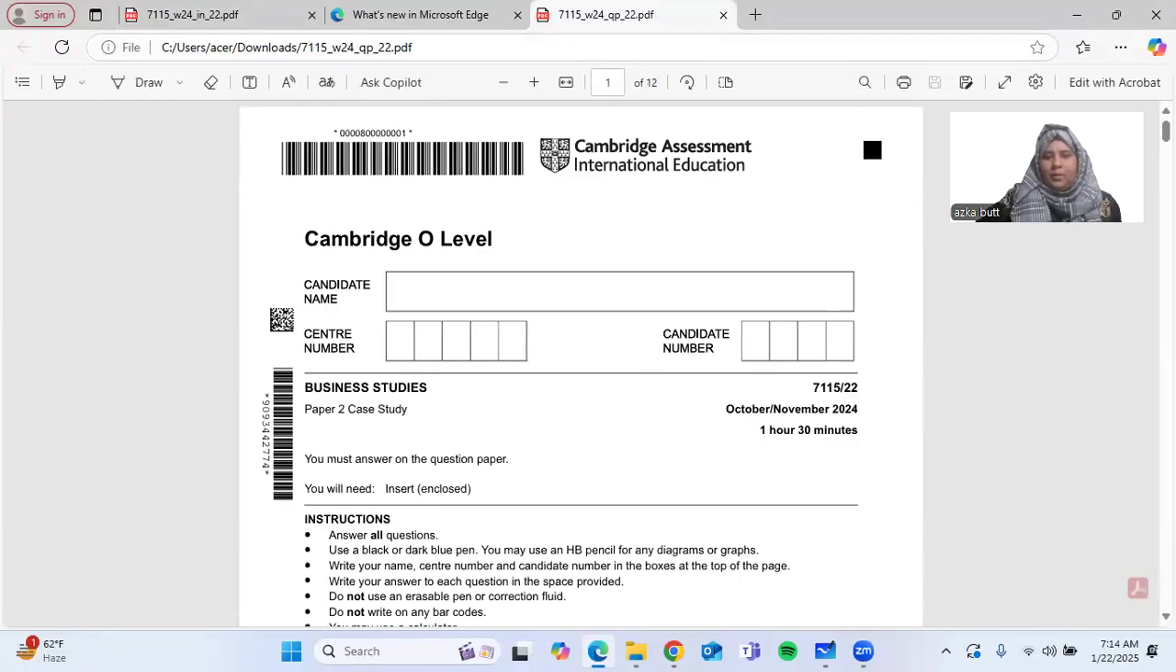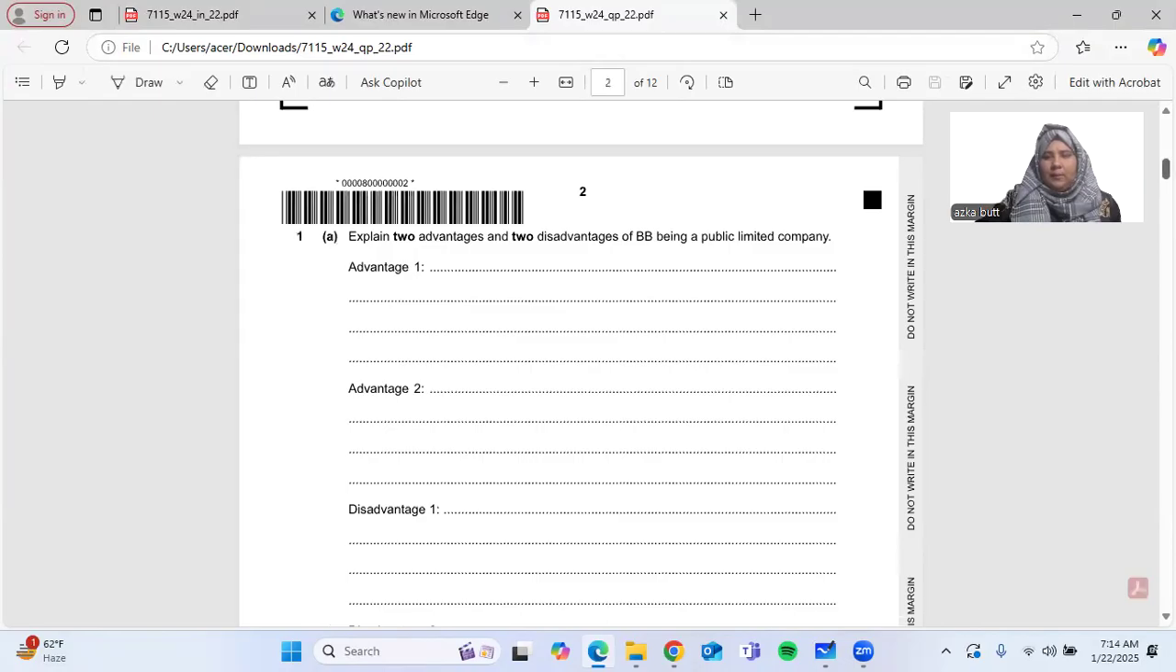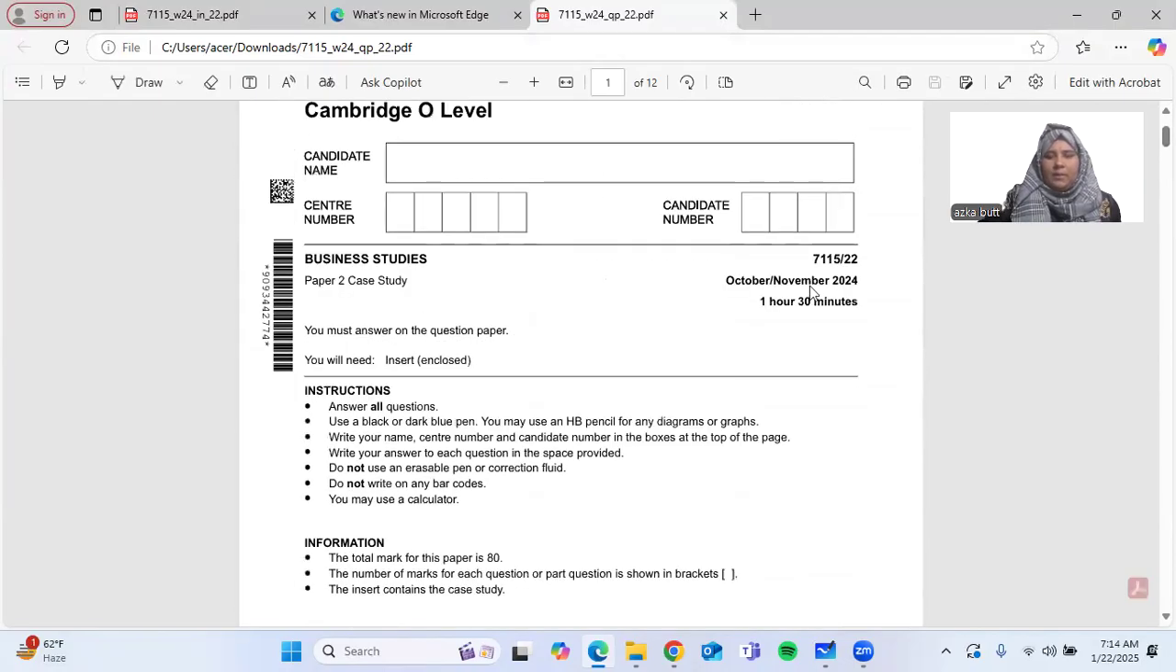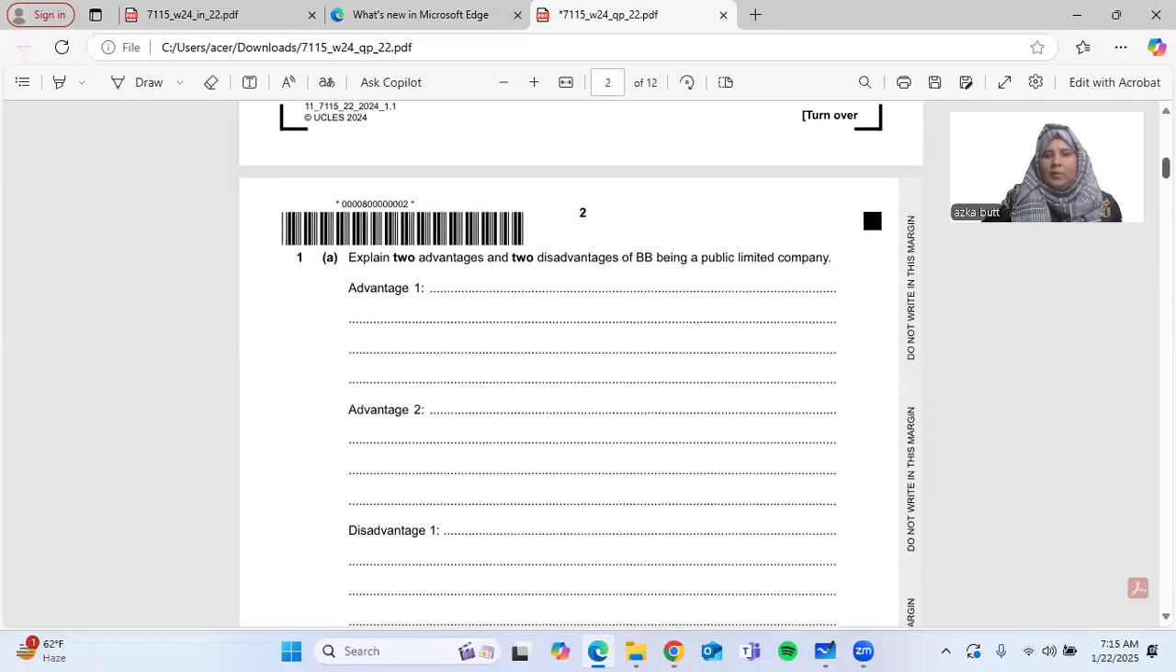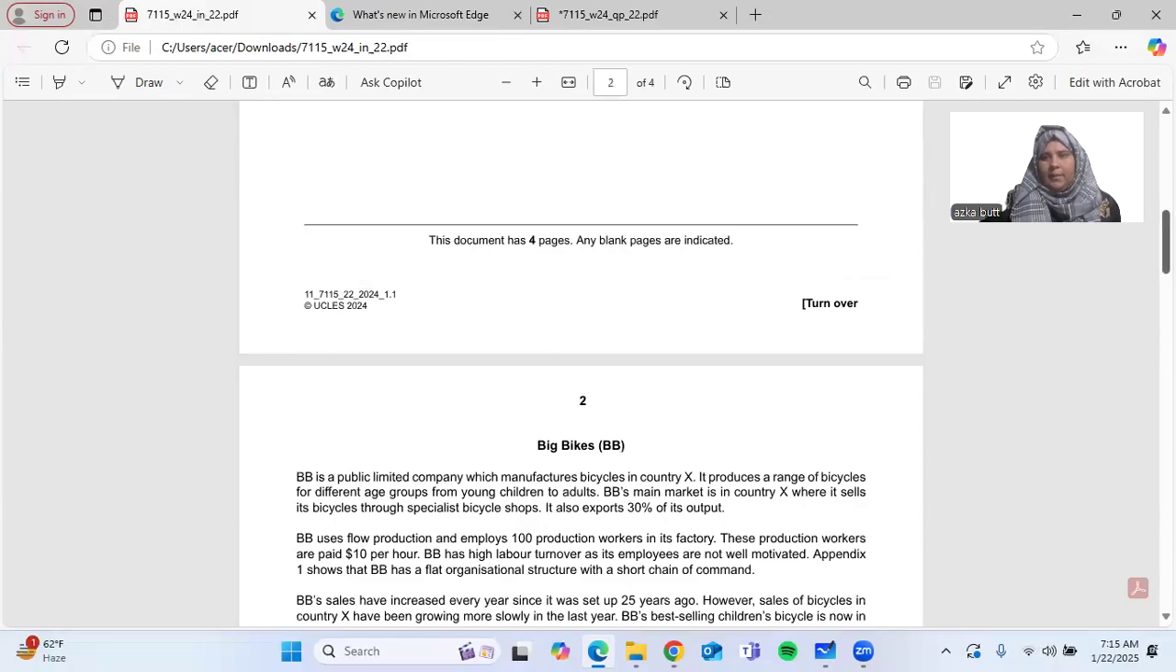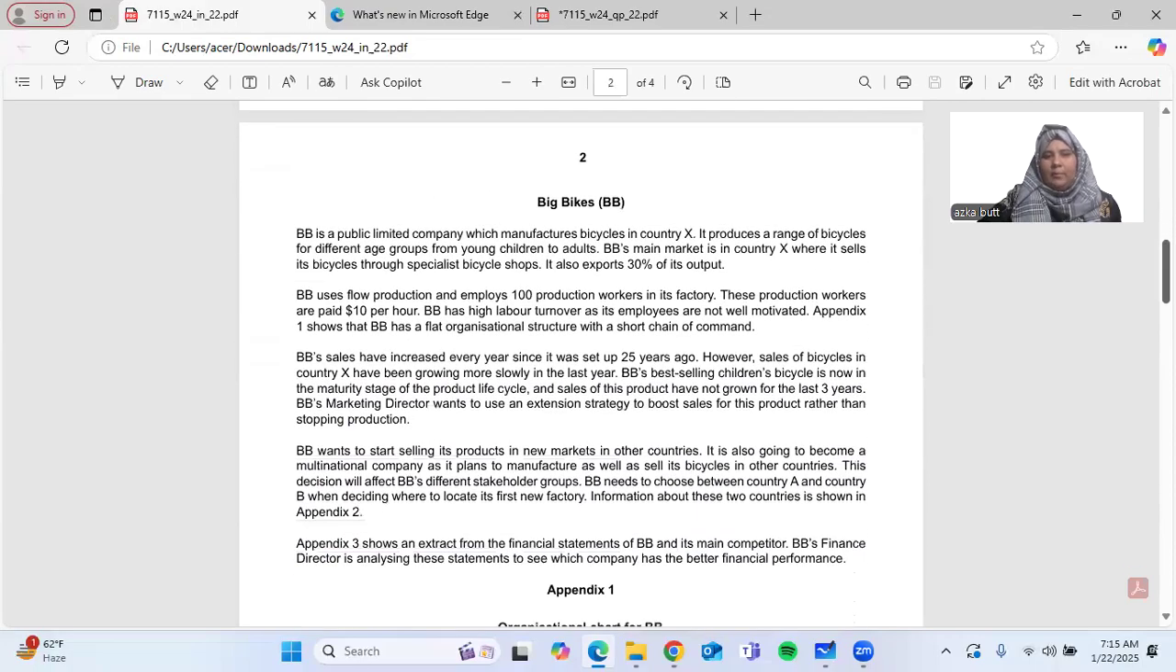Okay, so this is a paper for O levels business, and this is your latest paper, October, November 2024. And we are going to solve paper 2, variant 2. And this is basically the question paper, and this is the insert. It means that this is our whole case study, Big Bikes.